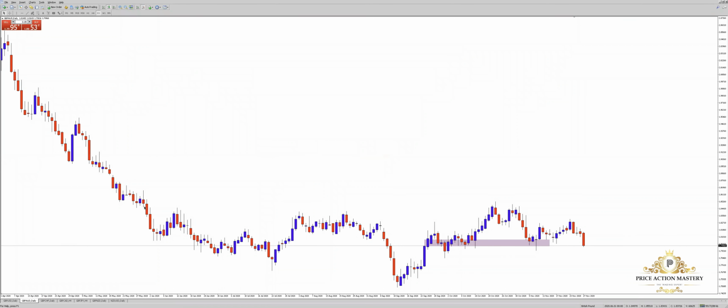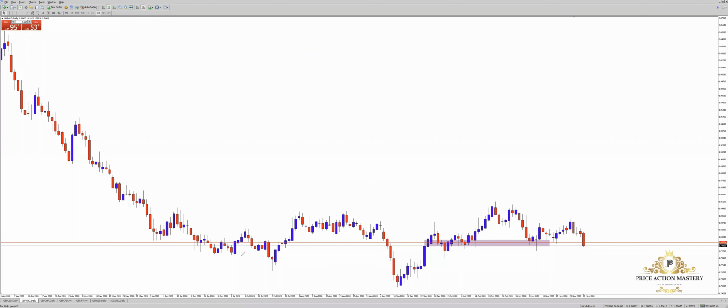So GBP/AUD. The key line will be somewhere around here. Yes, our key line will be here. Very good key line. So this is my key line level.